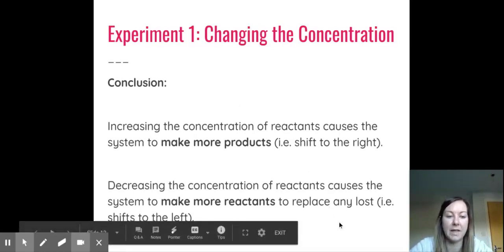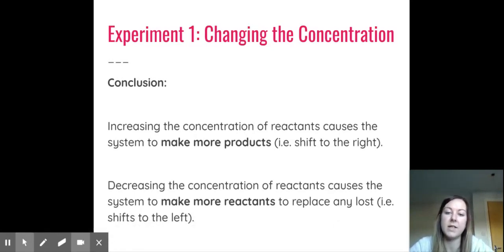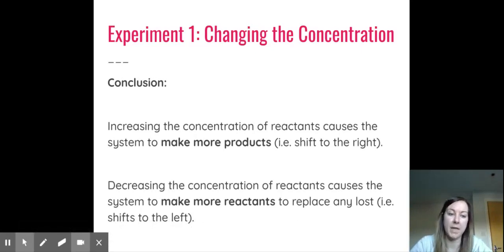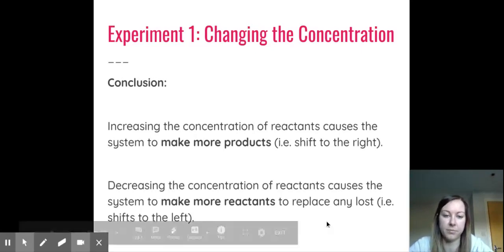The same goes with increasing product and decreasing products. If you increase the concentration of the product, it will try and get rid of those by making more reactants. If you decrease the concentration of the products, it will try to replace them by making more products.